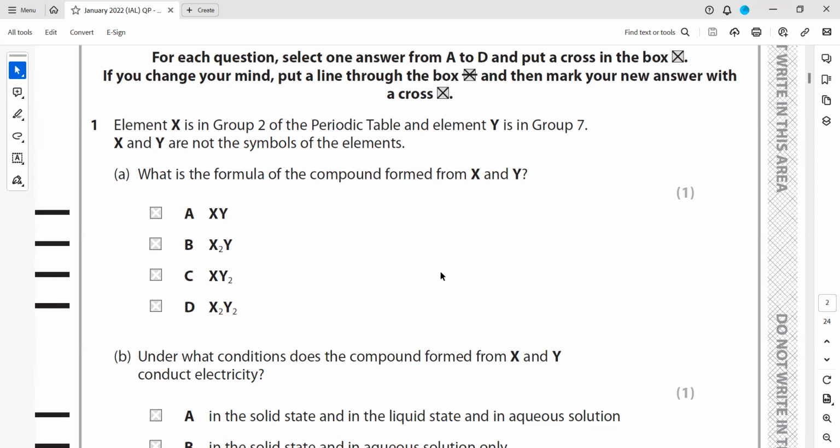Element X is in group 2 of the periodic table and element Y is in group 7. X and Y are not the symbols. What is the formula? X is in group 2, so the valency should be +2, and group 7, the valency should be -1. So what will be the formula for the compound formed when X combines with Y? When we write the formula, we simply cross multiply. So this 2 is with Y and 1 with X. So it will be B.